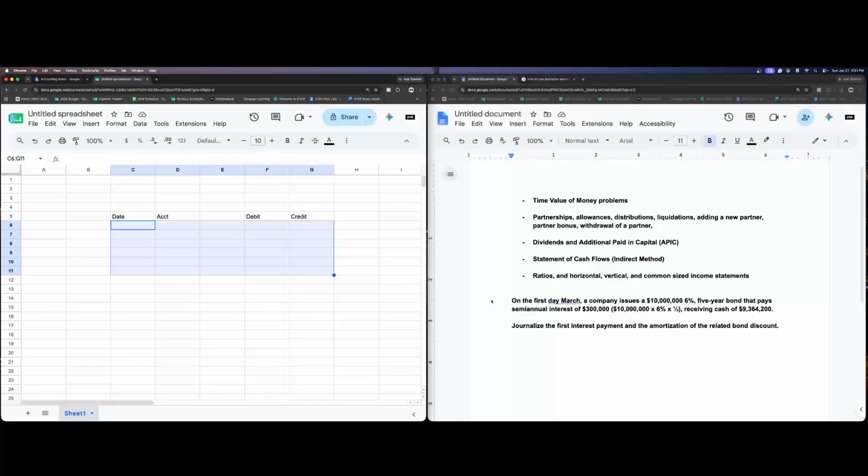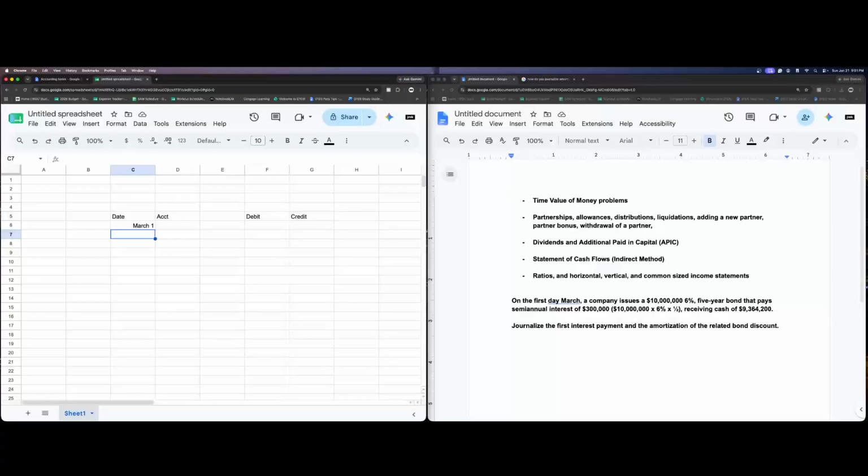So on the first day of March, March 1st, a company issues $10 million worth of 6% 5-year bonds. So March 1st, that paid the semi-annual interest of 300,000. Semi-annual, okay?